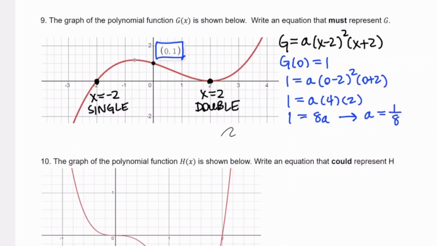My equation for g is going to be g of x equals 1/8 of (x minus 2) squared times (x plus 2). Okay. And if we solve for the leading coefficient using a point that we were given on the curve, we don't even have to worry about the end behavior, because that's just taken care of by the solving aspect. If it was going to end up having a negative leading coefficient, we would have solved for it that way, and it would have shown up in the algebra.